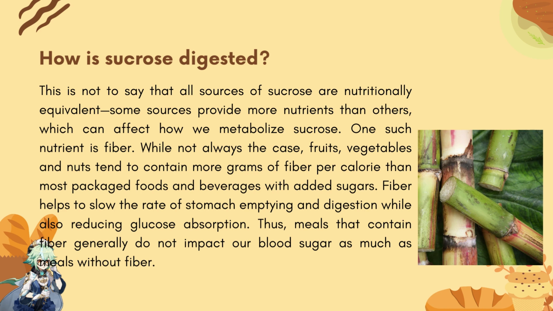While not always the case, fruits, vegetables, and nuts tend to contain more grams of fiber per calorie than most packaged foods and beverages with added sugars. Fiber helps to slow the rate of stomach emptying and digestion while also reducing glucose absorption. Thus, meals that contain fiber generally do not impact our blood sugar as much as meals without fiber.